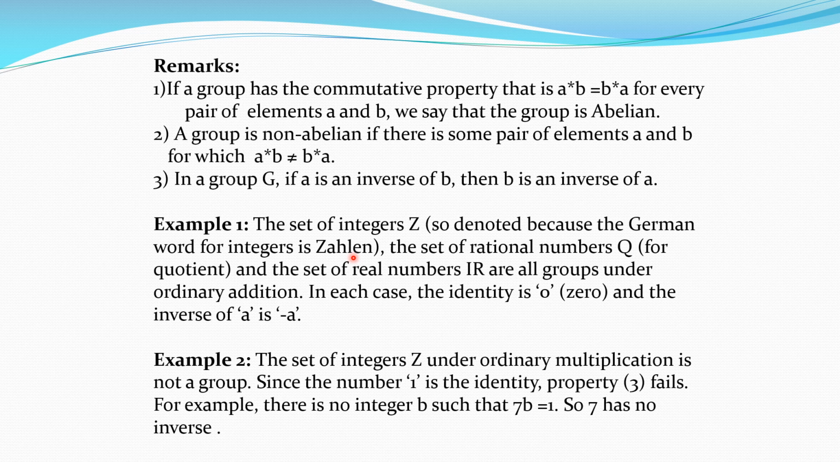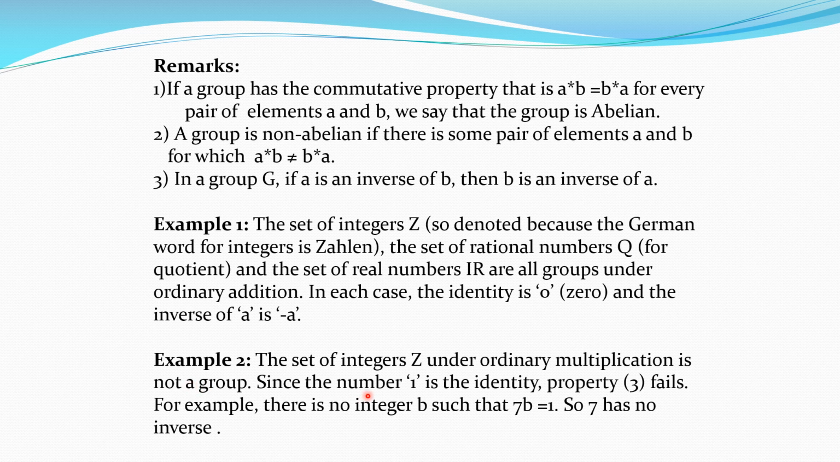So all these properties are satisfied by these sets with respect to addition. So these are groups. But remember, in the case of Z, Q and R with respect to addition, 0 is the identity element. And for every element A in that set, its inverse is minus A, which is known as the additive inverse of that element. Now, second example: the set of integers Z under ordinary multiplication is not a group.